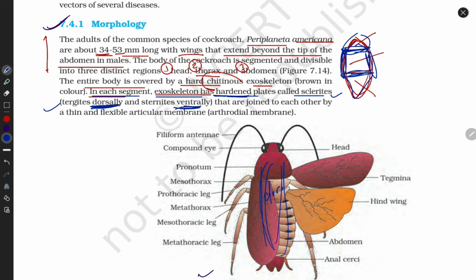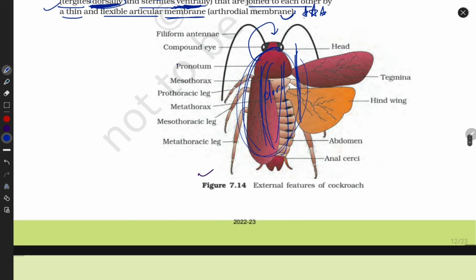So sclerites present on the front part, attached to the bottom surface, we call sternites. Important, guys: dorsal upper part, tergites. And they are joined to each other by a thin flexible articular membrane. Important, guys, exam question.